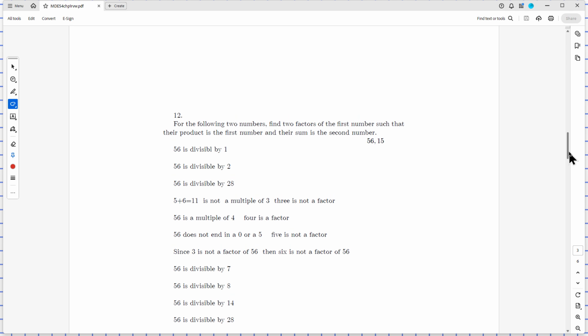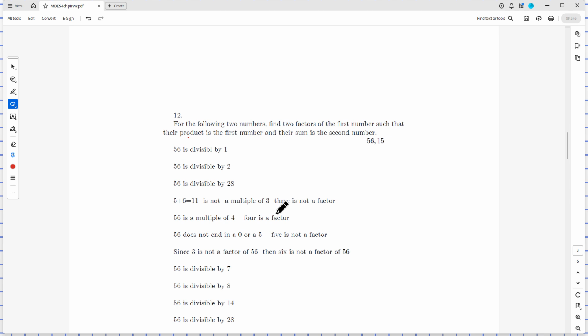Number 12. For the following two numbers, find two factors such that their product is the first number and the sum is the second number. So I found all the factors of 56, and 1 will go into it, 2 will go into it. Okay, so 2 will go into it, 28 will go into it. You add the digits up, it's not a multiple of 3, so 3 is not a factor. It is a multiple of 4, 4 goes into it.